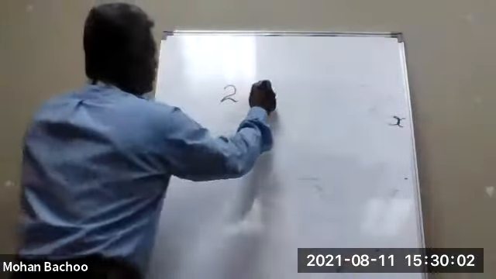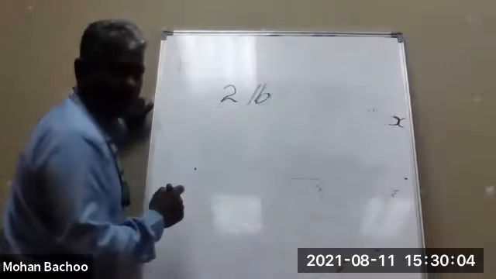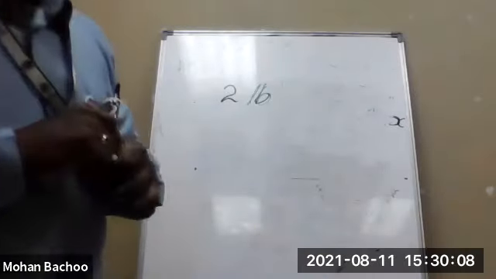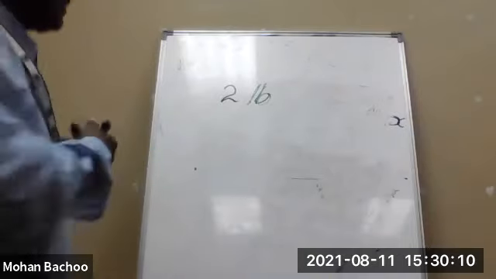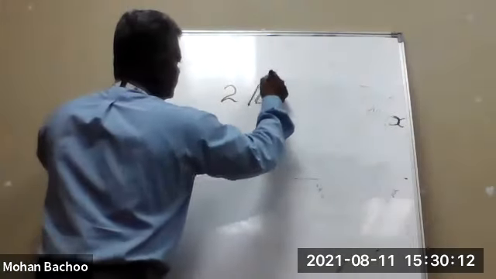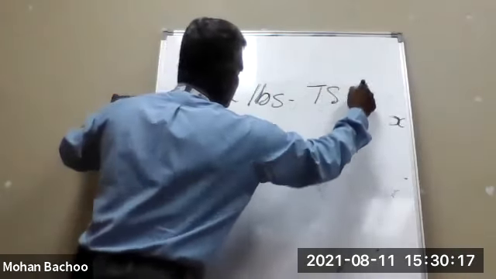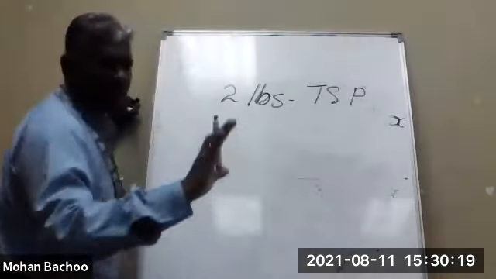I'll try to get this thing together. 2 pounds. Do you all see that? The green? Do you all see the green? Yes, sir. 2 pounds of TSP. That means triple super phosphate, right?